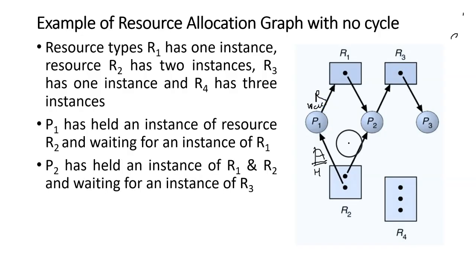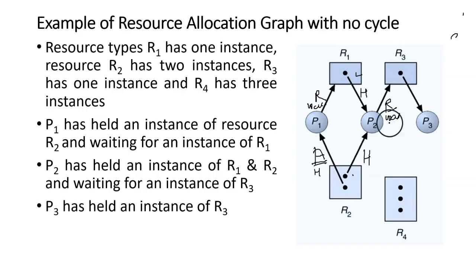Another point is that P2 is holding an instance of resource type R1, that is R1 towards P2, known as the assignment edge, and an instance of R2 from R2 to P2 is also an assignment edge, meaning the hold condition is there, and it is requesting an instance of R3. So this edge is known as the request edge that turns into a waiting edge.